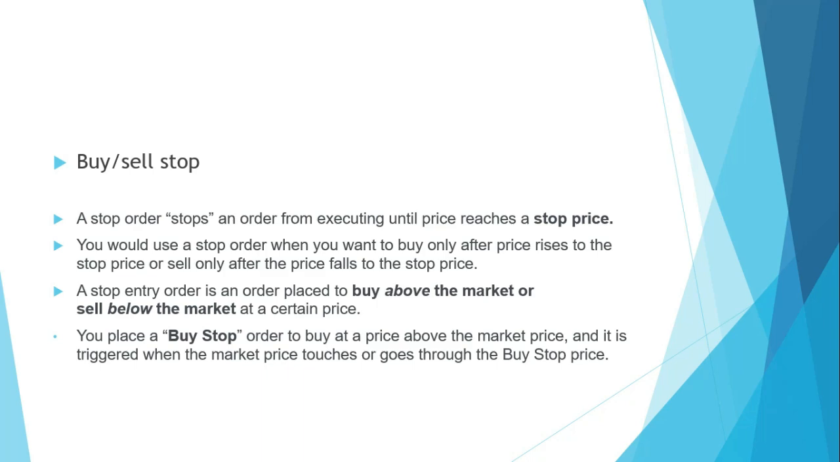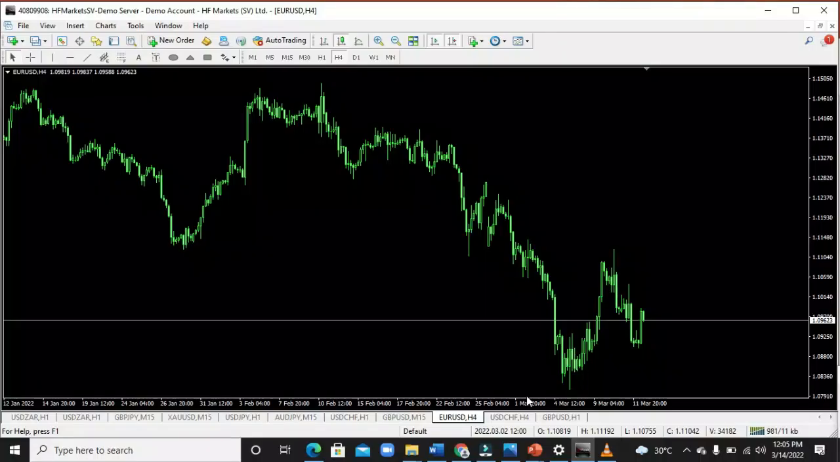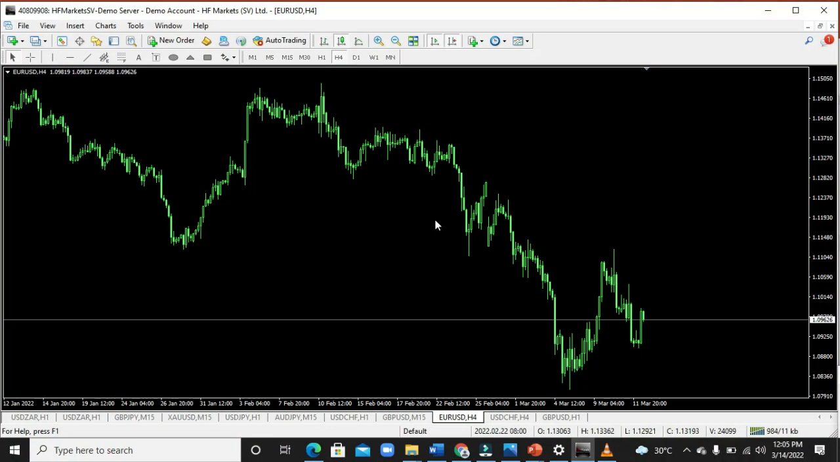Let me show you a clear example of what we mean by this. So here is the live market of Euro USD. In this Euro USD, the price is at this place. Here is where the price currently is.